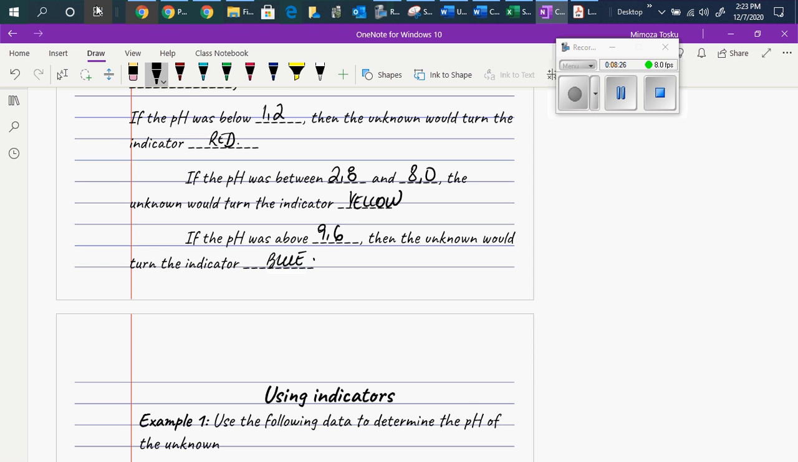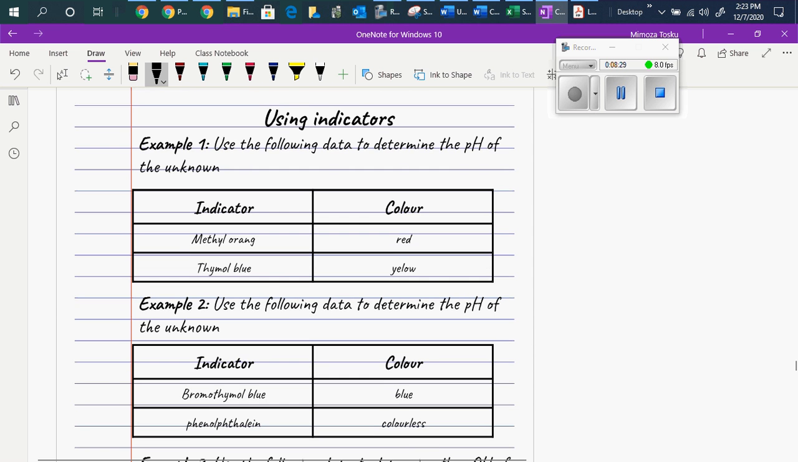Let's see now how we can use those indicators when we have to define the pH of an unknown substance. We have two indicators that we are using, methyl orange and thymol blue. When we put those into a solution, the methyl orange will turn red and thymol blue will turn yellow. So methyl red, where is it? Methyl red is 4.8 to 6.0. Okay.